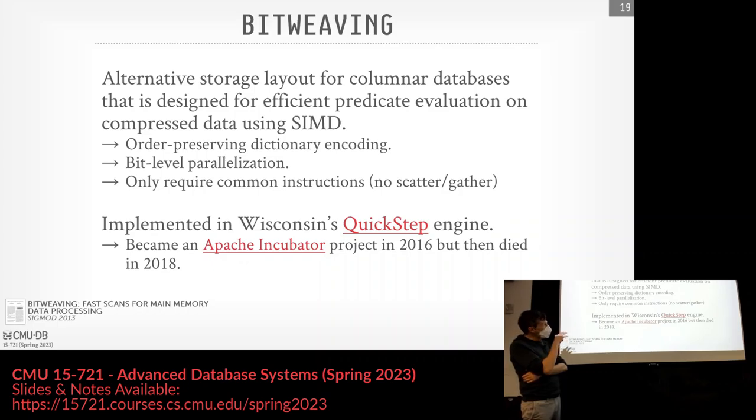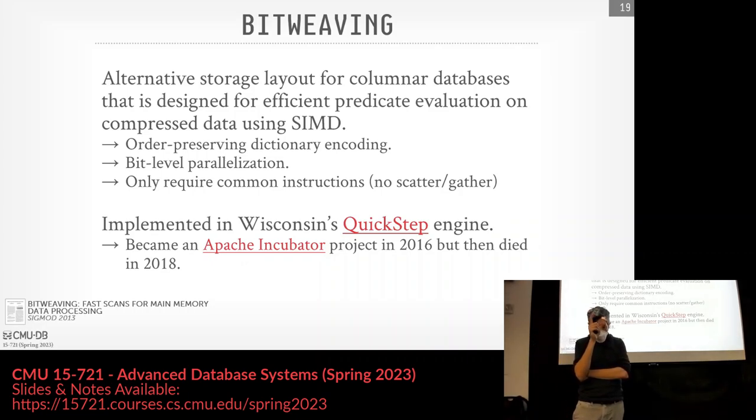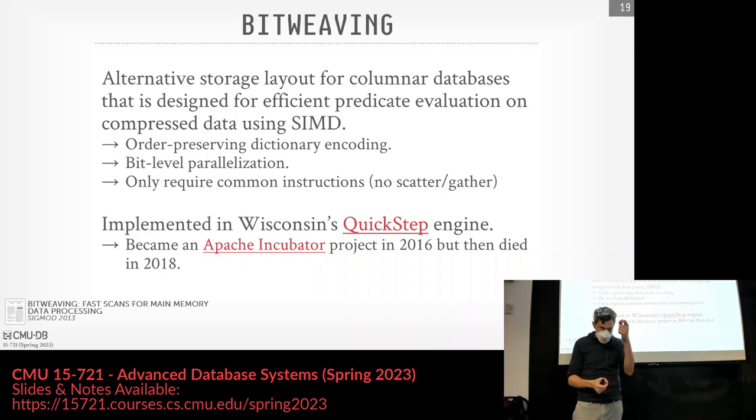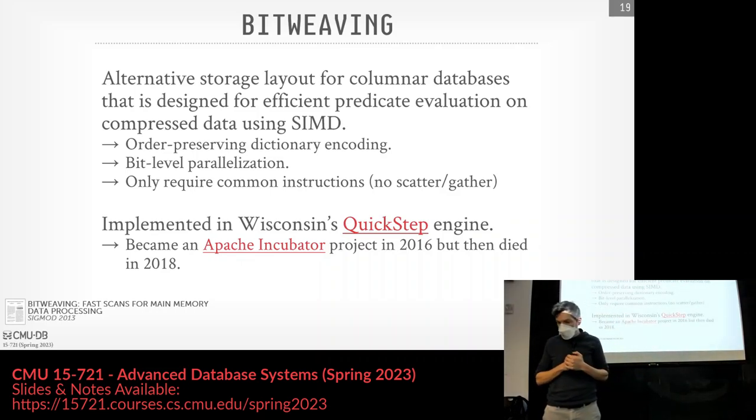All right, so we'll ignore how we're doing order preserving dictionary encoding until next class. But basically what we're doing, again, we're trying to get bit level parallelization, where we're trying to scan lots of data, a lot of tuple attributes at a bit by bit level, and be able to identify quickly whether something's going to match our predicate or not, right?